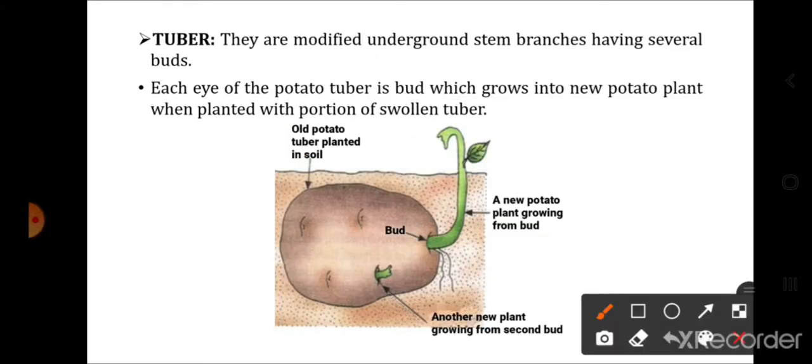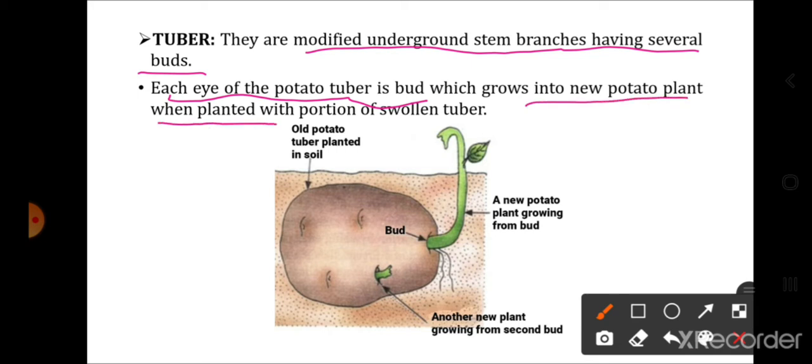Then this is the tuber of potato. So these are again modified underground stem branches having several buds. Each eye of the potato tuber is a bud which develops into a new potato plant when the planted portion of the swollen tuber has the eyes. See, these are the eyes. These are the buds of the potato.